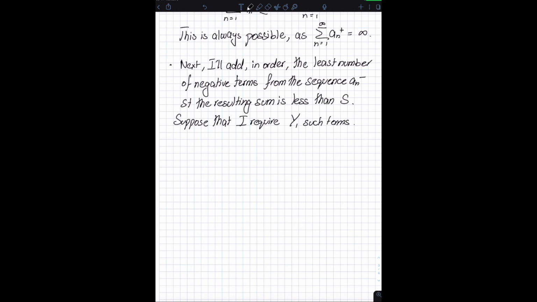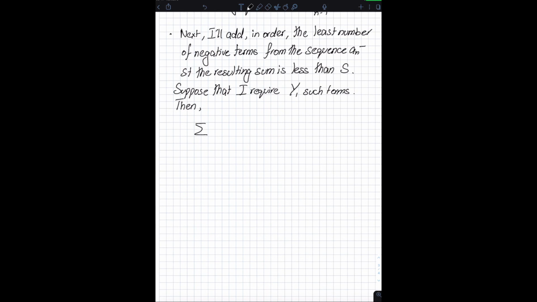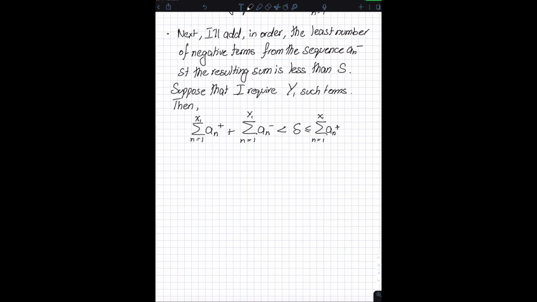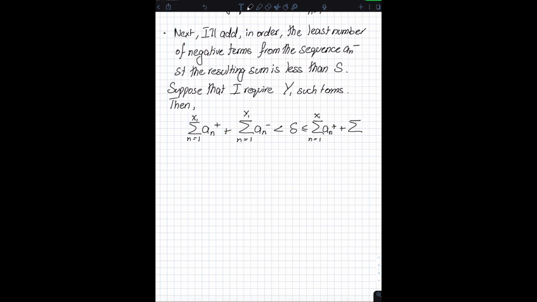So in other words, then what I'm going to get is something like this. The summation from n equals 1 to x1 of a of n plus, plus the summation from n equals 1 to y1 of a of n negative, this is coming from the set of negative terms, has to be less than s, which has to be less than or equal to the summation from n equals 1 to x1 of a of n plus the summation from n equals 1 to y1 minus 1 of a of n negative.